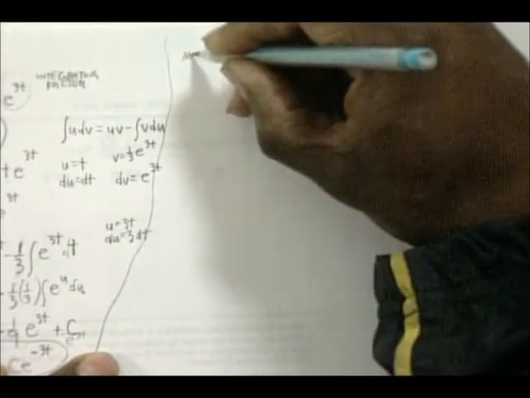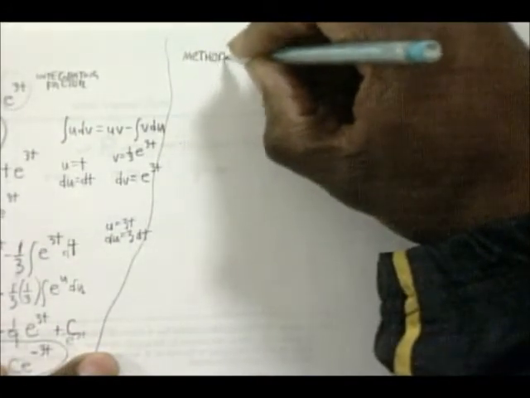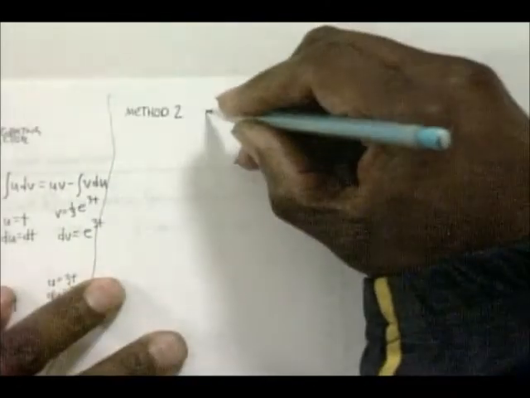Method 2. Method 2 is called variation of parameters.